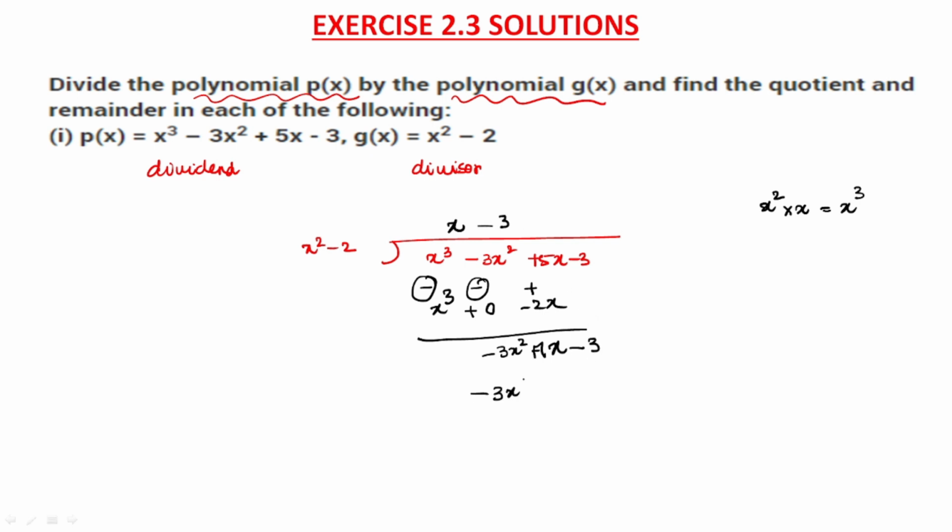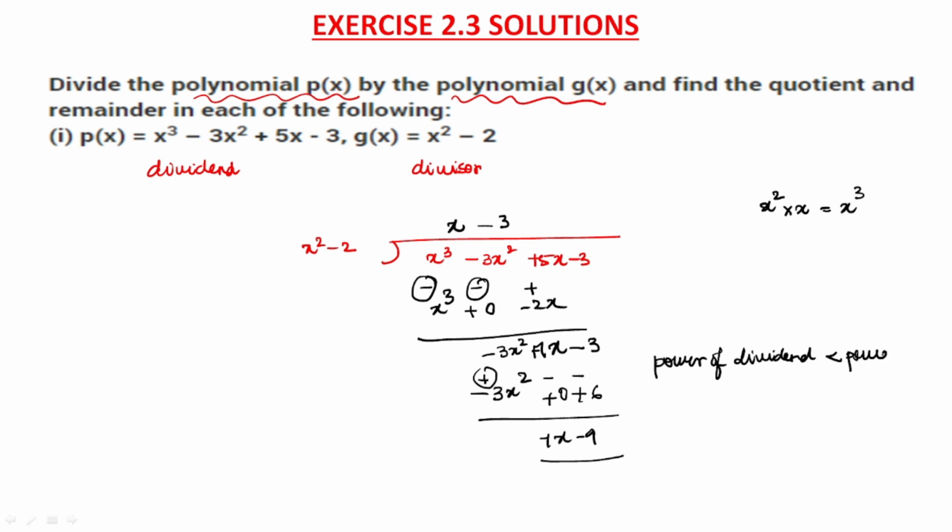Minus 3x square, and we have no x term, that is 0 plus 6. So considering the opposite signs, it will become 7x minus 9. As the power of the new dividend is less than the power of the divisor, you will stop your division here. You will not consider it further.